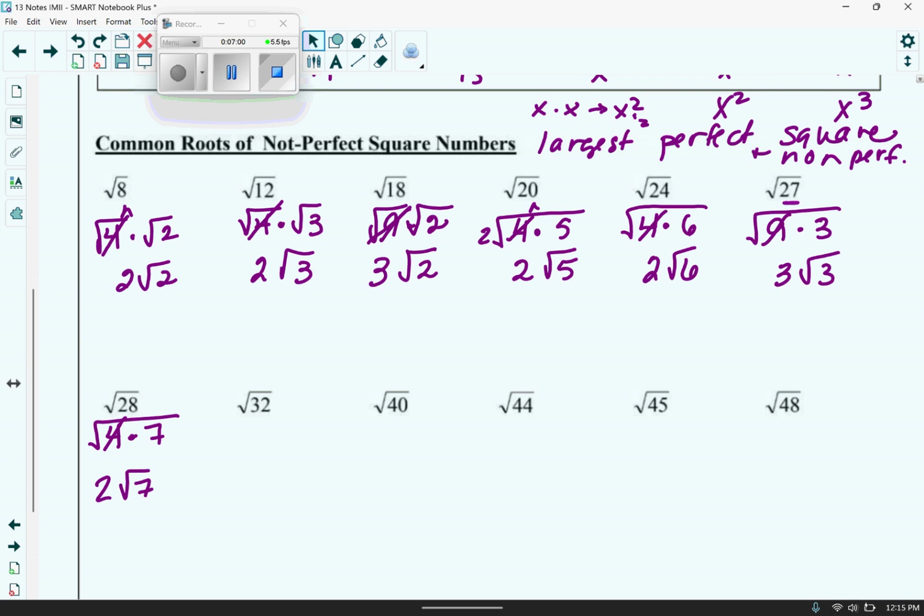32. Half of 32 is 16. And 16 is one of my perfect squares, so 16 times 2. The square root of 16 is 4, so 4 radical 2.